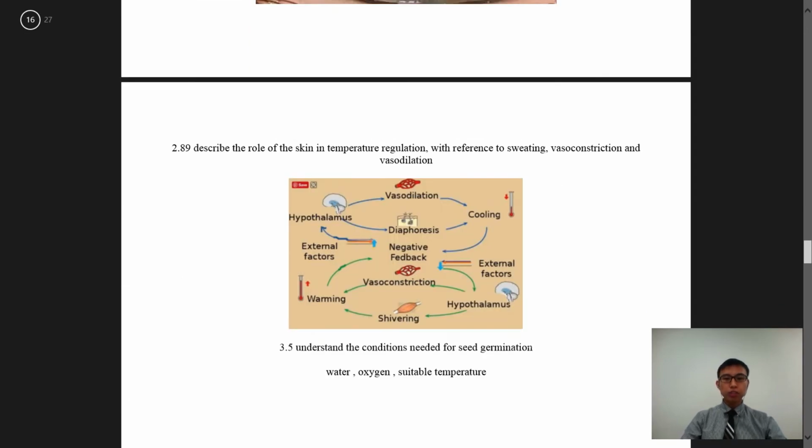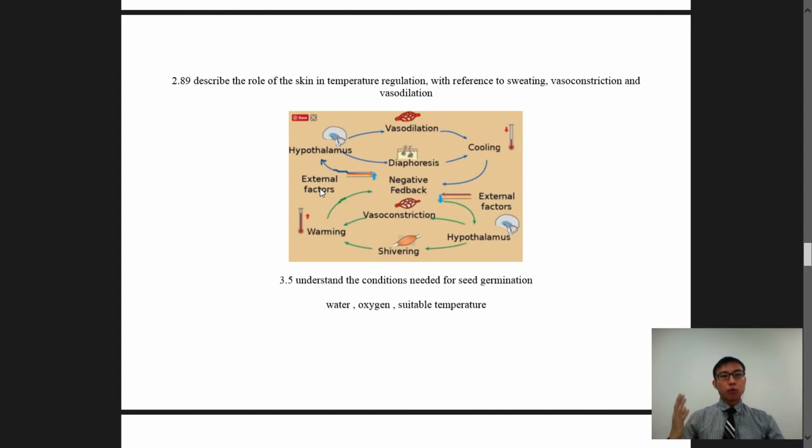Moving on. On this slide, you will see that you have to know how our skin is going to help us with temperature regulation. So basically what's going to happen? Let's say I'm really hot, what's going to happen is that the blood vessels in my skin are going to dilate. We call this vasodilation. When this dilates, what's going to happen? The blood will be closer to the surface of the skin, and it's easier for heat loss. At the same time, we're going to start sweating, and the sweat is going to evaporate from my skin and take away the heat.